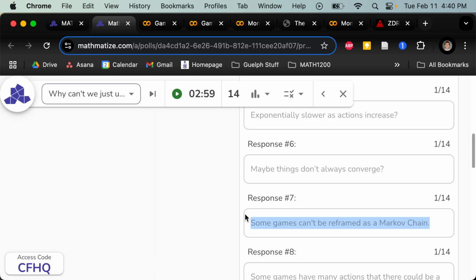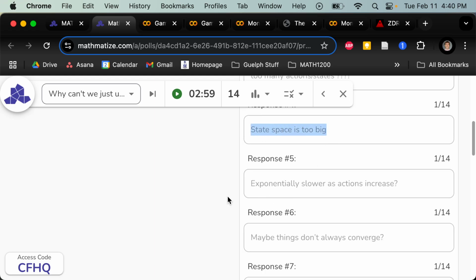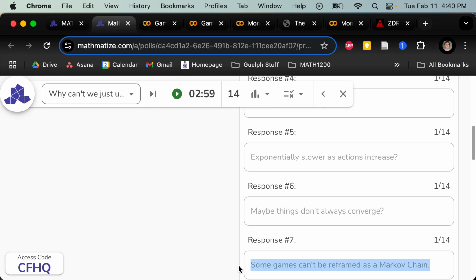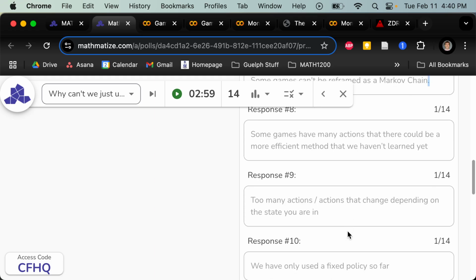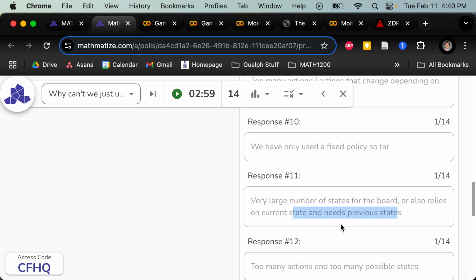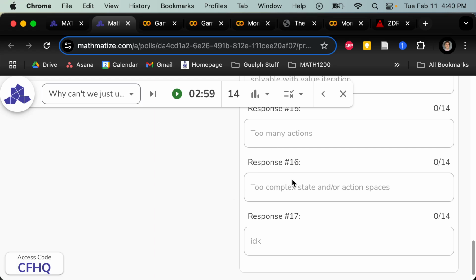Like everything in the universe is a Markov chain if you make the state space big enough. But then the problem will be that the state space is too big. So yes, some games can't be reframed as a Markov chain with a small state space is a true statement. Okay, very nice. So I think you guys are figuring it out. Very large number of states. That is the real problem. So too many actions, too many states.